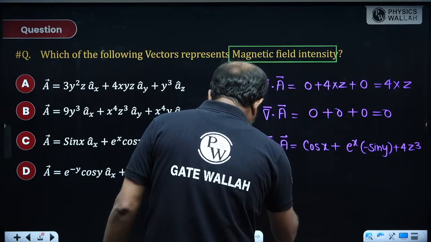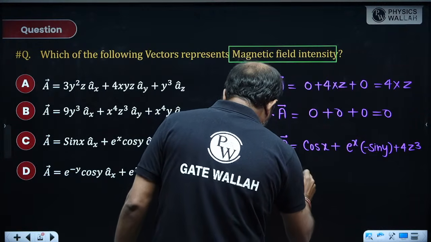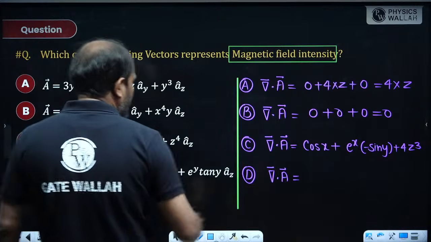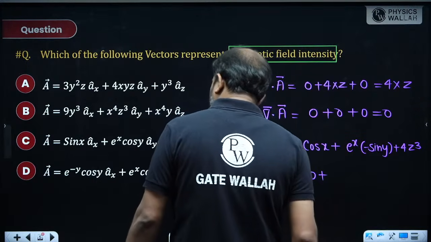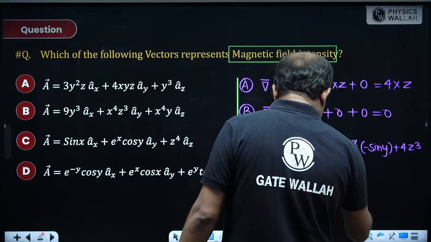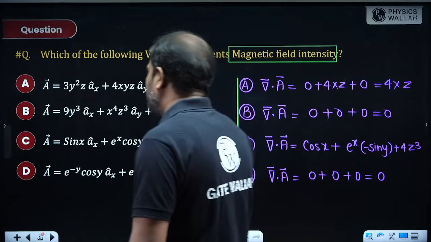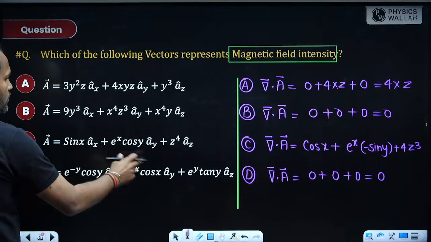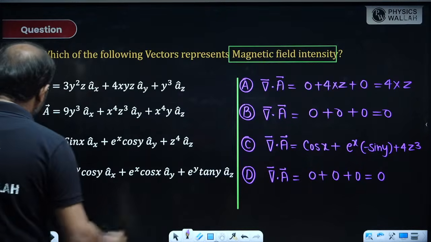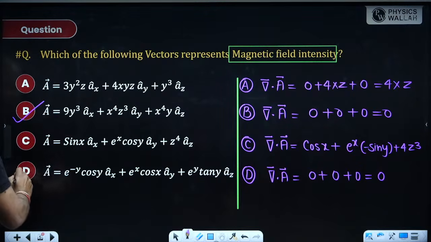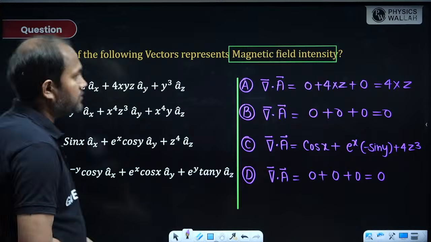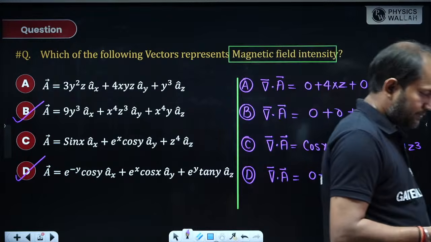Last option, del dot A is equal to, with respect to x 0, with respect to y 0, and with respect to z 0. So the answer is 0. So our options are B and D.